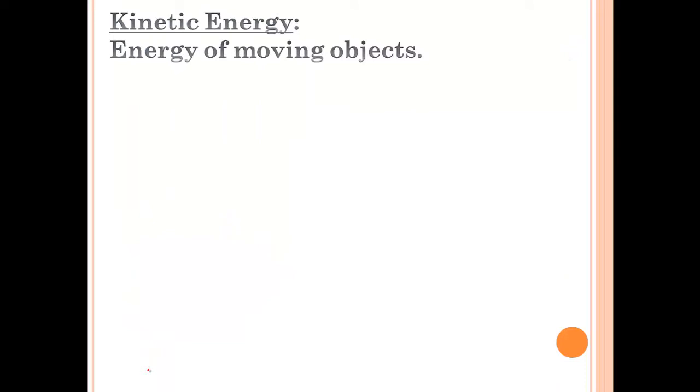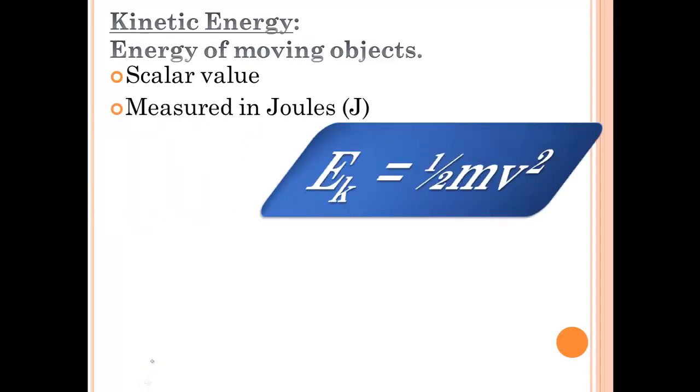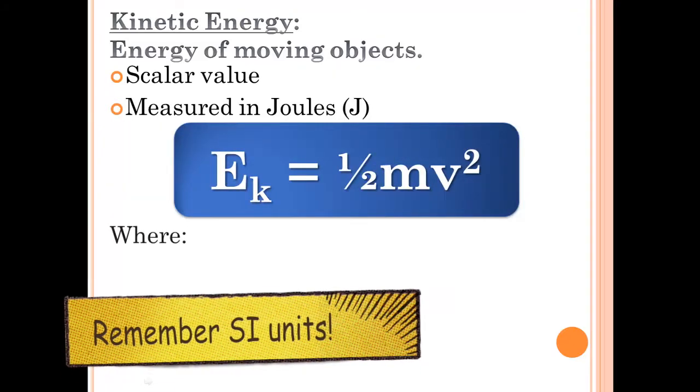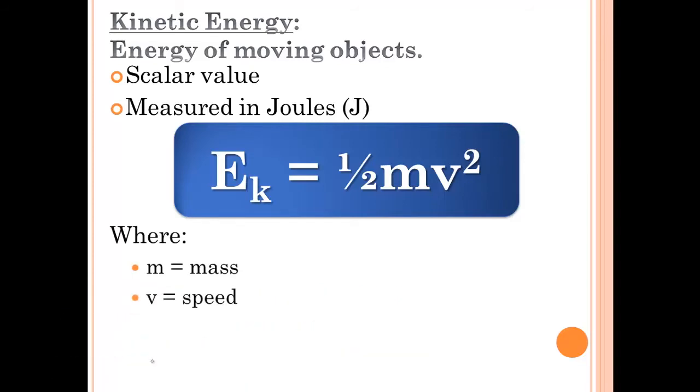So kinetic energy, the most basic definition is that it is the energy of moving objects, and like potential energy, it is a scalar value measured in joules. In this case, however, we have an equation where the kinetic energy is equal to 1/2 mv squared, where m is still the mass and v now is the speed. I want to make it very clear that it is not the velocity, but is in fact the speed. So remember, speed has magnitude but no direction, velocity has both.